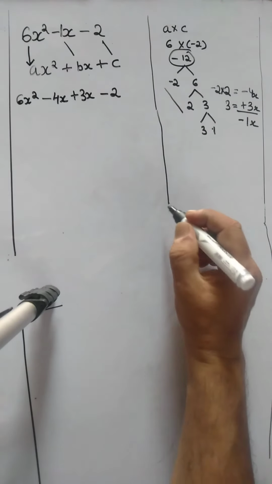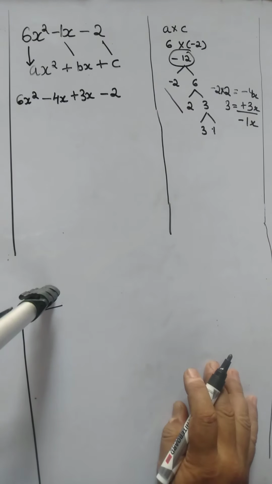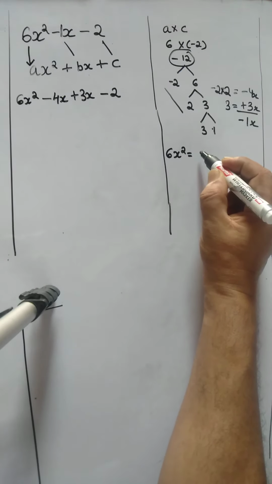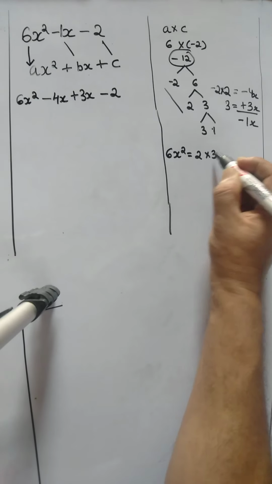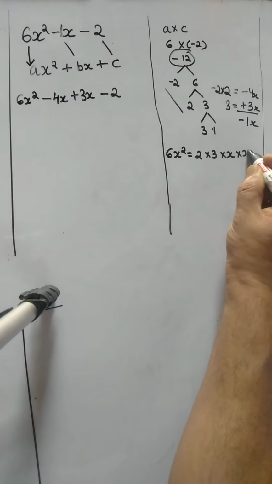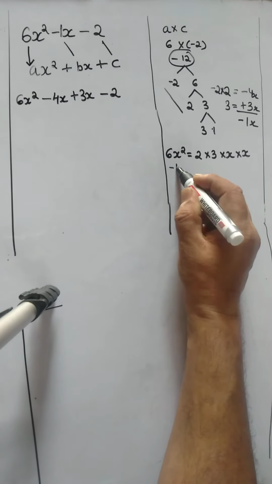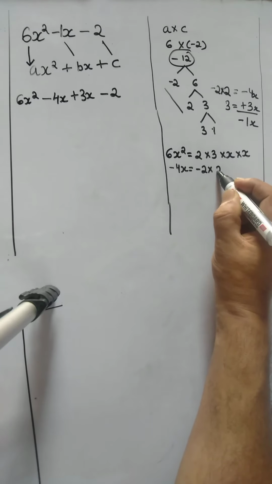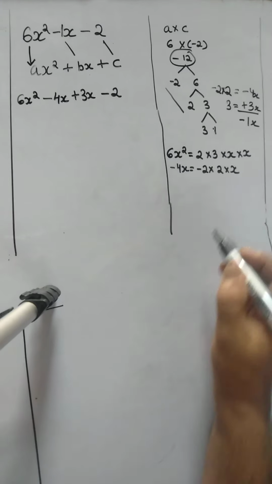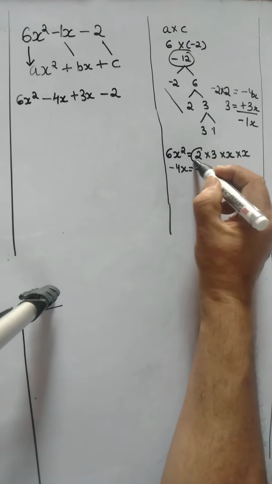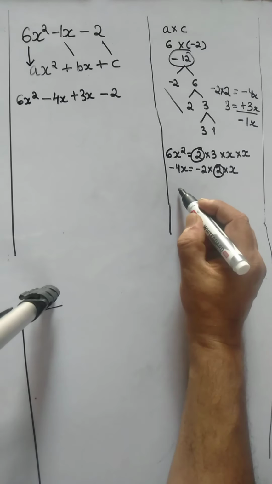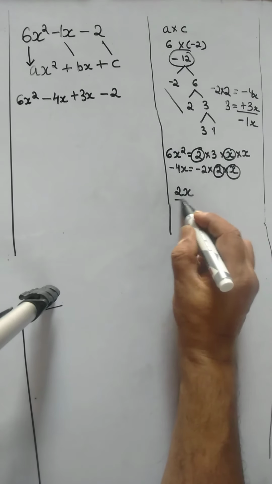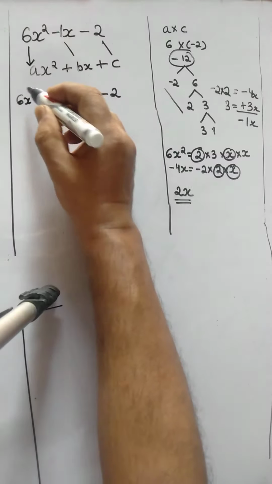Taking the step further, now you use your working column for beginners. You would see that 6x squared can be split as 2 into 3 into x, and minus 4x can be split as minus 2 into 2 into x. So you have 2 and 2 as common, so you take it out. And you have an x and another x as common, so you take it out. So this is your HCF for these two terms.